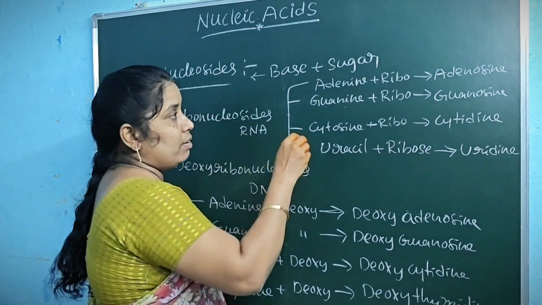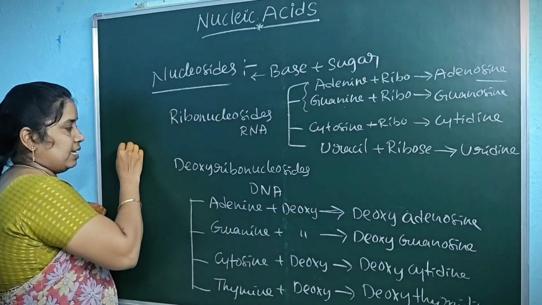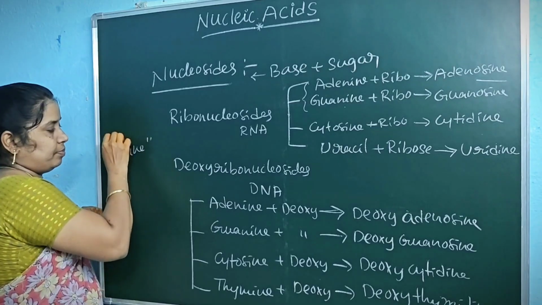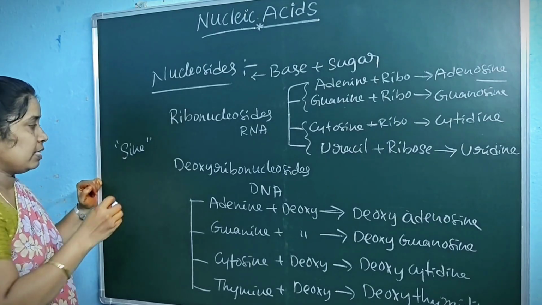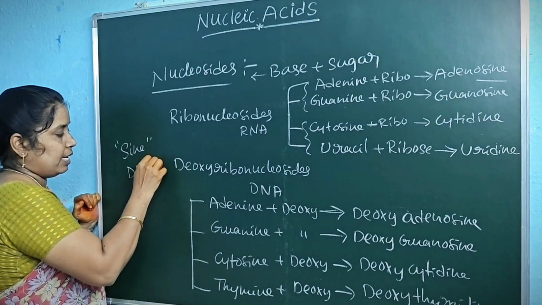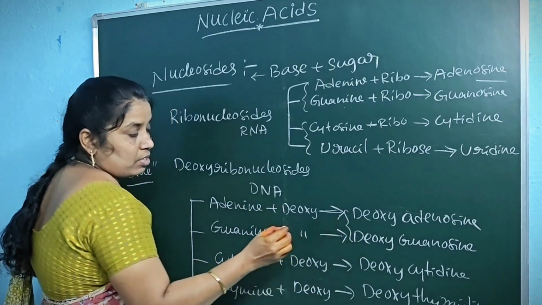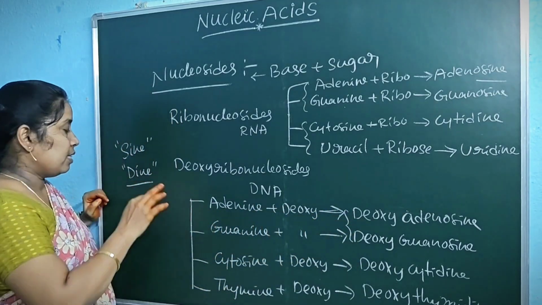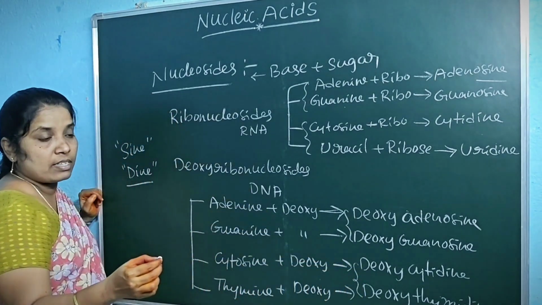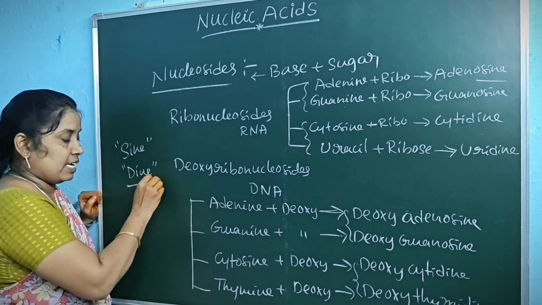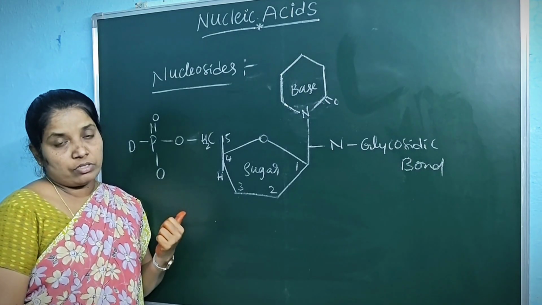So here you have to remember one thing. The purine nucleosides end with the suffix "sine", whereas the pyrimidine nucleosides end with the suffix "dine". So purine nucleosides end with the suffix "sine", whereas pyrimidine nucleosides end with the suffix "dine". You have to remember this. Okay. So this is the nucleoside structure.